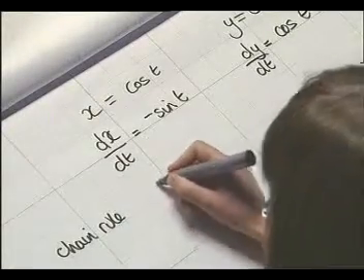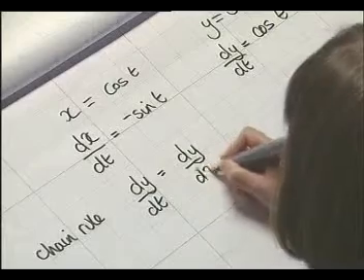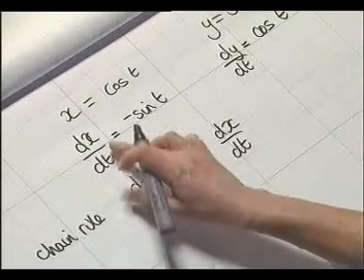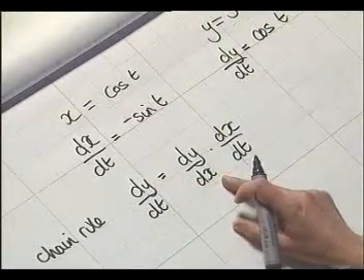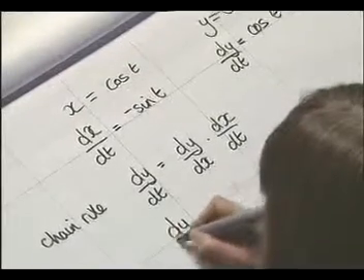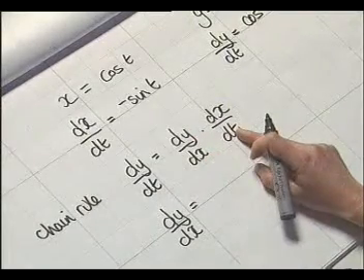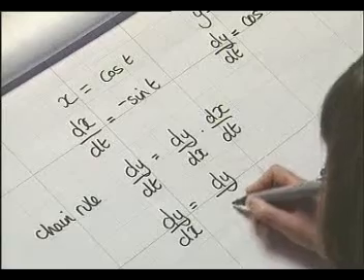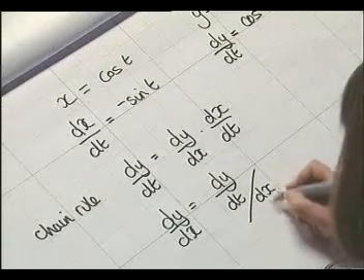Now, using the chain rule, which says that dy by dt is equal to dy by dx times dx by dt, what we have here is dx by dt and dy by dt. And what we wish to find is dy by dx. So if we rearrange that equation, dy by dx is multiplied by dx by dt. So to get dy by dx on its own, we divide by dx by dt. We have dy by dx equals dy by dt, all divided by dx by dt.